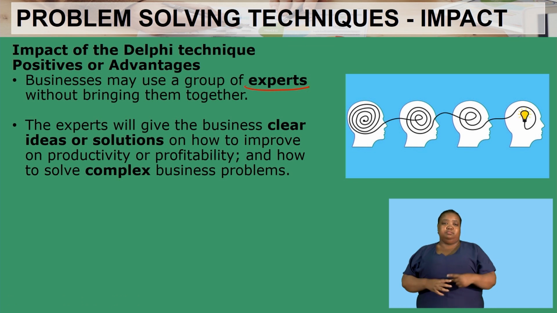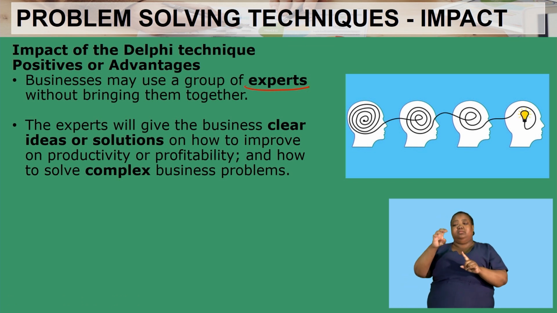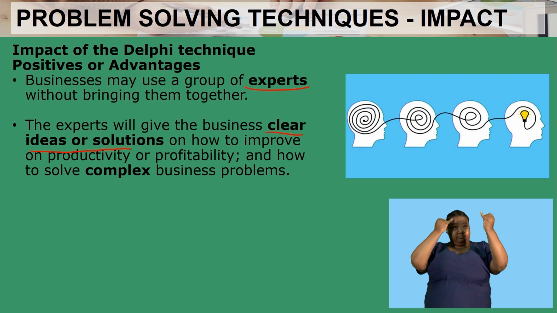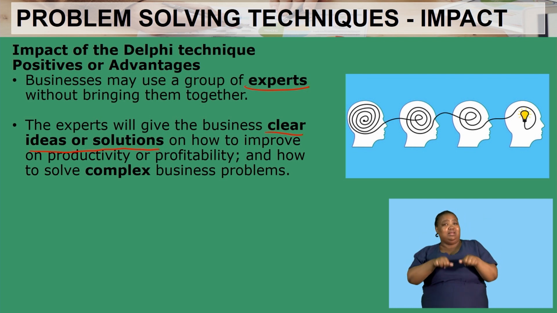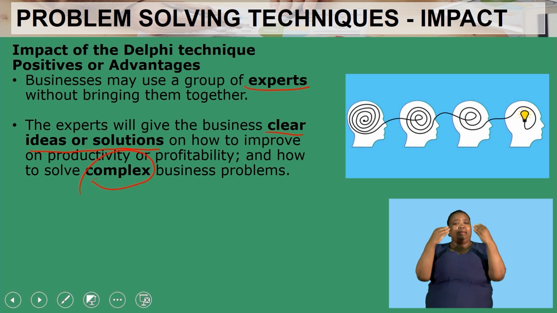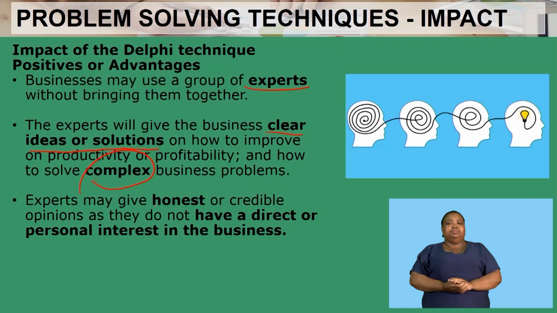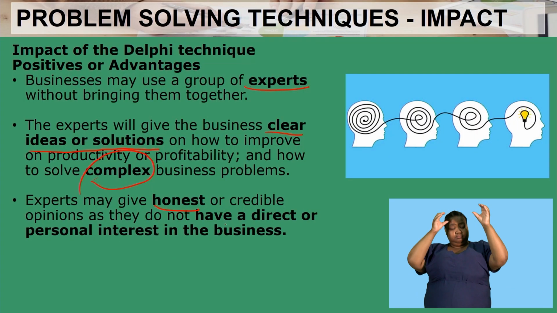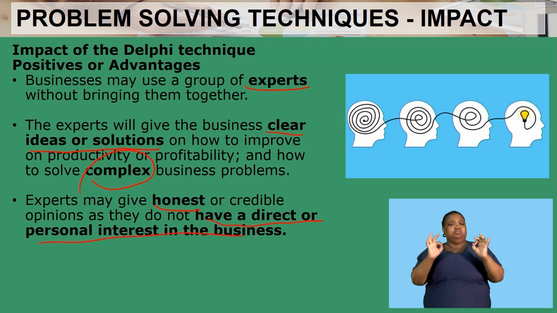Right, the second advantage or positive of a Delphi technique is that the experts will give the business clear ideas or solutions. Why are they doing that? Remember, these are experts, meaning they've got better knowledge on how to improve on productivity or profitability and how to solve the complex business problems. Remember, they are more knowledgeable, they know better. Another advantage is that they may give honest or credible opinions, and they do not have a direct or personal interest in the business. So why can they not give us something honest or positive? So it's an advantage of Delphi technique.